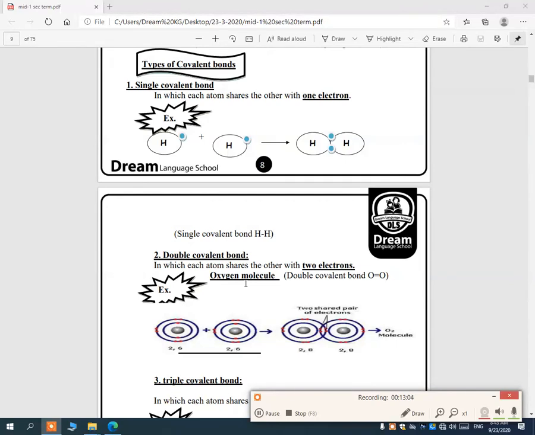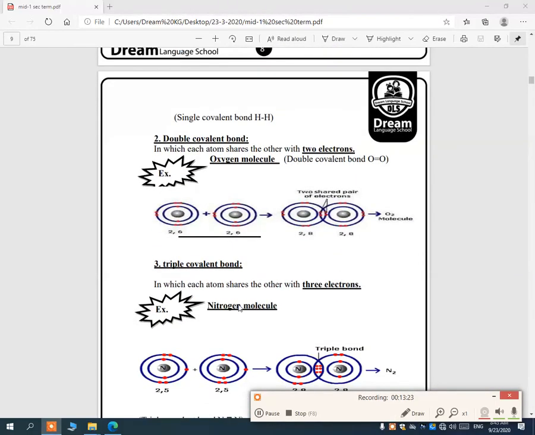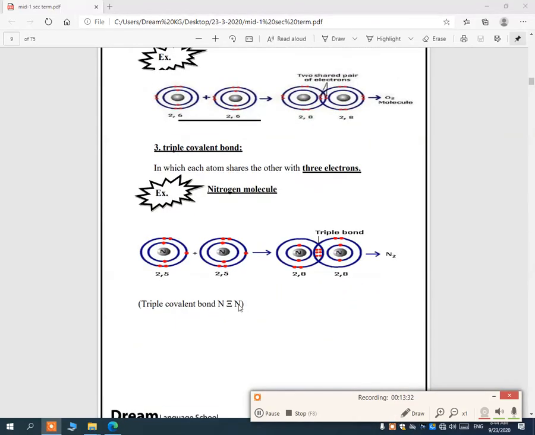Now let's talk about the double covalent bond. It is the bond that happens between two nonmetals where each atom shares two electrons. For example, in the oxygen molecule, each oxygen atom shares two electrons with the other. So if I ask you about the bond inside the oxygen molecule, it will be a double covalent bond. And finally, the nitrogen bond, which is an example of the triple covalent bond.